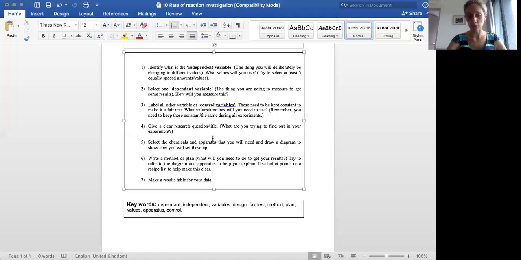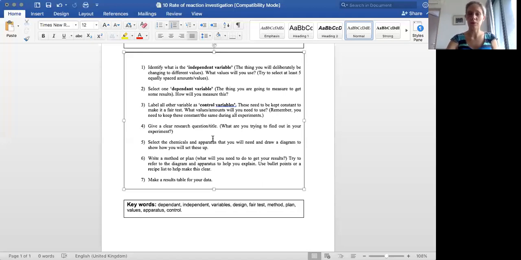But your control variables should be the other 3 that are not your independent variable. So if you are changing the temperature, you need to work out how you are controlling your concentration, your surface area, and your pressure. Pressure is easy. You're doing it at room pressure, so you don't need to worry too much about that one. If you're changing the concentration, so let's say you're deciding to do vinegar and bicarbonate of soda, so you're changing your concentration, you need to make sure you're doing it at the same temperature and you have the same surface area. So your control variables should be pretty obvious, guys. They should be the other rate factors that are not the one you're deliberately changing.